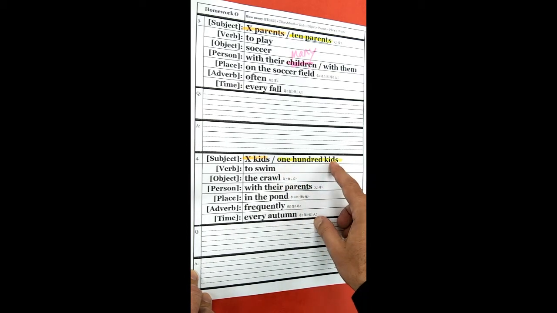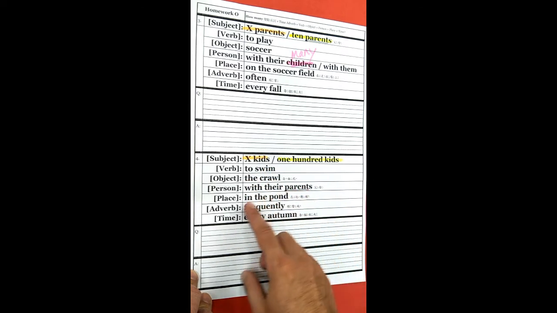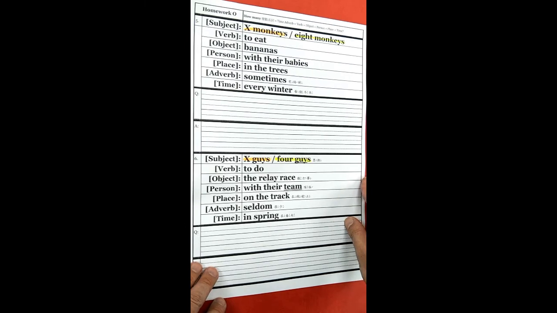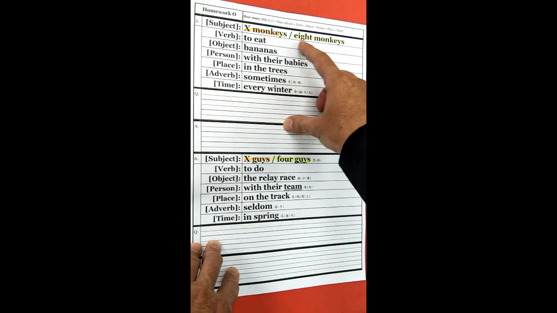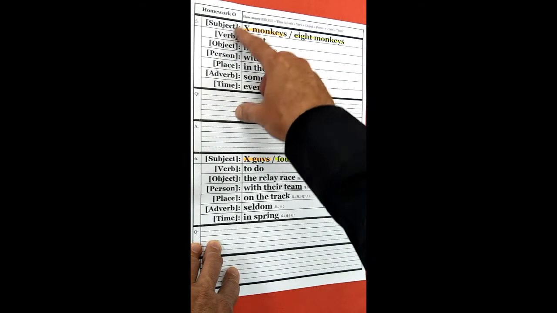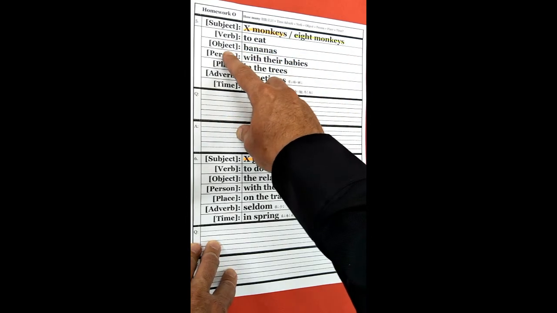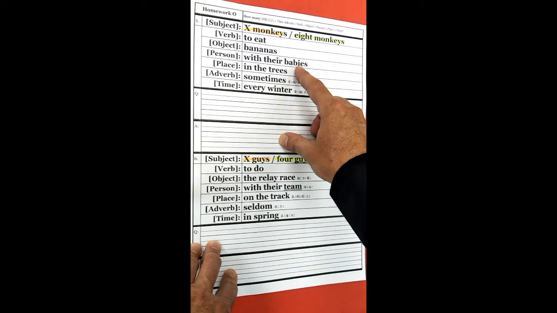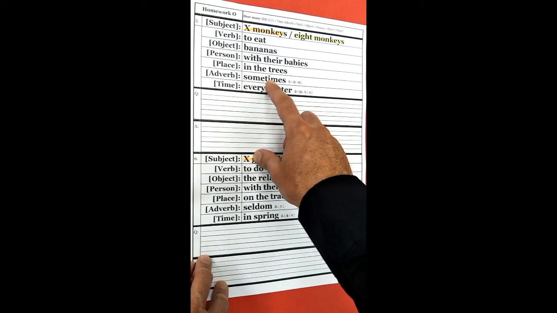Again, 100 kids frequently swim the crawl with their parents in the pond every autumn. Very easy. All right. Number 5. Subject: monkeys. 8 monkeys. Question. Answer. Verb: to eat. Object: bananas. Person, also animal: with their babies. Place: in the trees. Adverb: sometimes.